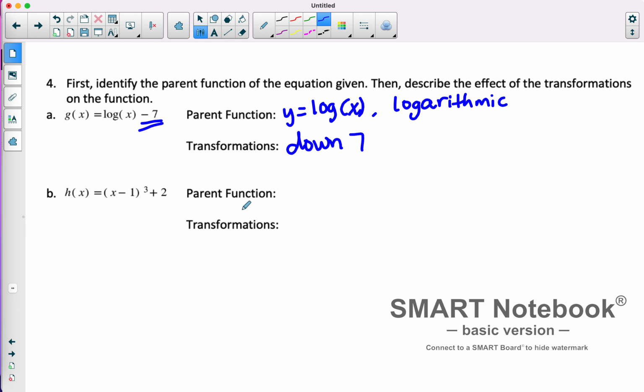In B, we can see a few things have happened, but when I look for the general parent function of x minus 1 cubed, that cubed tells me that the original function was x cubed. It's a cubic function, which is in that polynomial family.